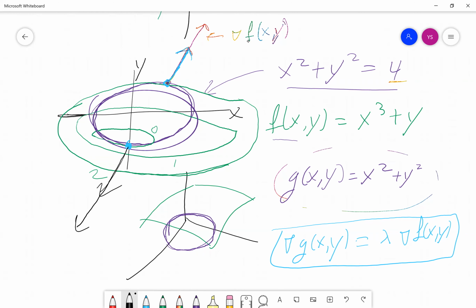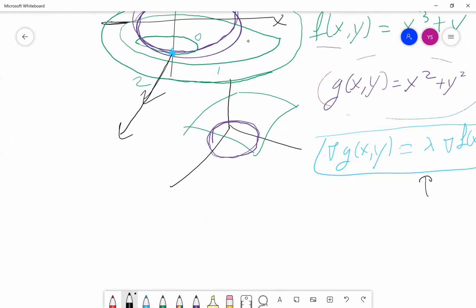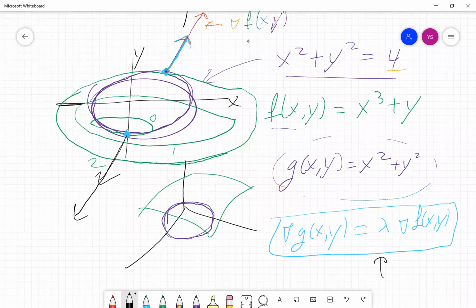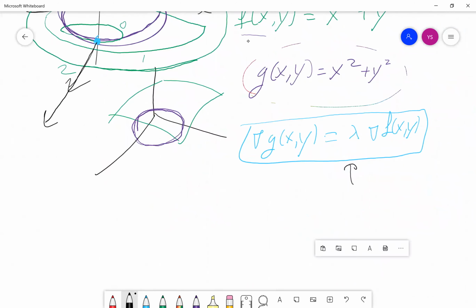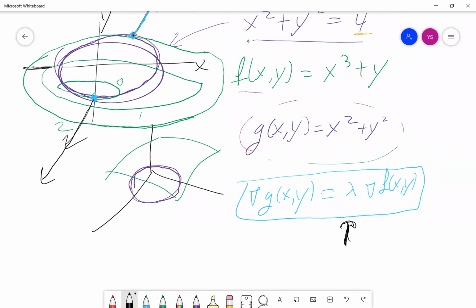Now, remembering this picture is not very important. What is important is to remember this equation over here, which is for when you have a restriction g, so when I have some curve. Let's do it with this example. I can set up this equation, and if I solve this equation, I will find my maximum and my minimum.